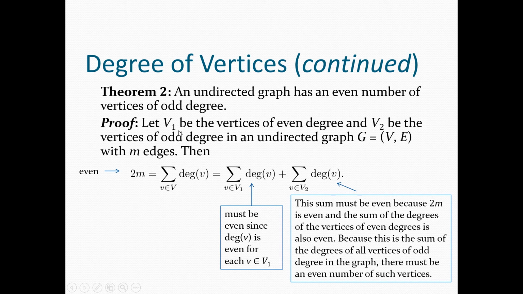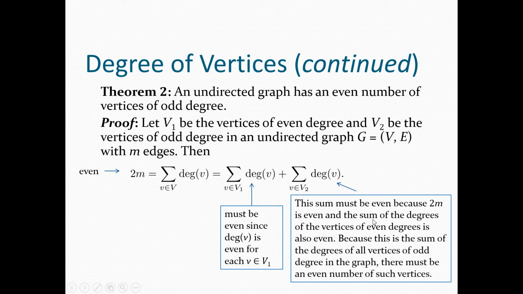So what we assumed, V1 is the set of vertices with even degree, and V2 is the set of vertices of odd degree, right? So the sum over V1 must be even, because every vertex has even degree, so it must be even since degree of v is even for each v. So this sum must be even because 2m is the sum. So even plus odd cannot be an even number. So if the total is even, then the V2 part must also be even, right?